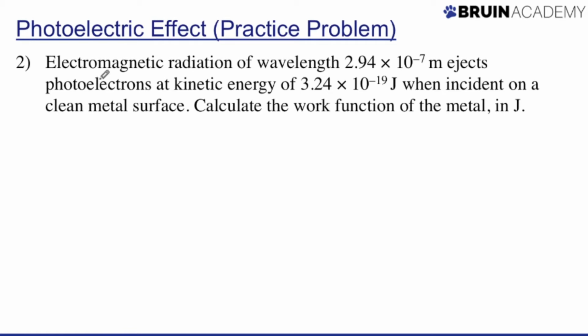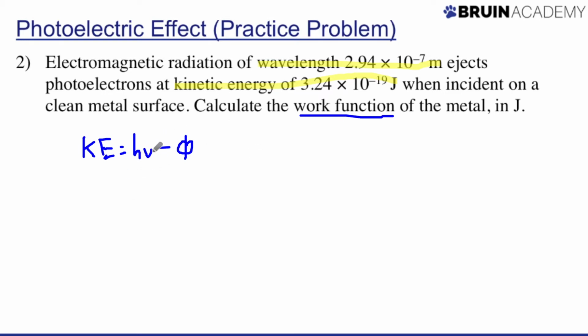The next example says electromagnetic radiation of this wavelength, 2.94 times 10 to the negative 7 meters, ejects photoelectrons at this kinetic energy when incident on a clean metal surface. Calculate the work function. So now it's asking us to calculate not the kinetic energy, but the work function. Same thing as before. We're going to start with that same formula, which is kinetic energy is equal to h nu minus work function, right? General rule of thumb is whenever you have a problem, write the equation associated with that topic, okay? And then you can figure out where to go from there.